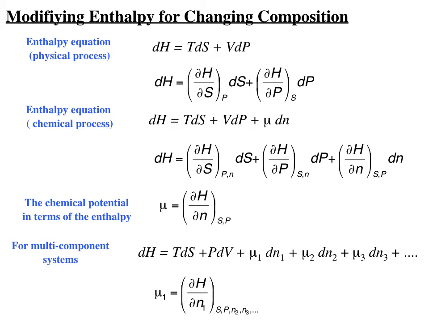Now again, if we have several components changing composition simultaneously, you would just add a mu term for each of those changing components, and you would express the chemical potential due to change in composition of any one of them while you're holding all others fixed.